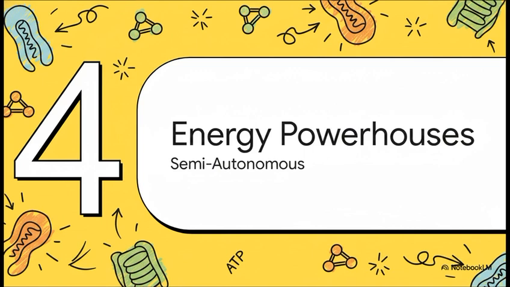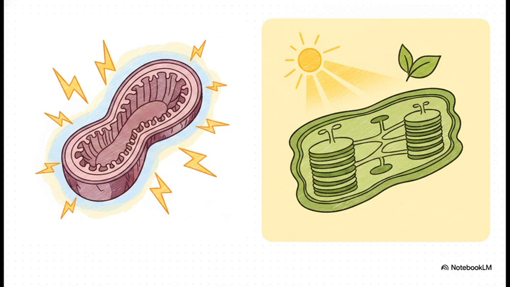Speaking of those independent guys, Section 4, Semi-Autonomous Energy Powerhouses. So we have these two main metabolic marvels operating completely outside of that endomembrane system, mitochondria and chloroplasts. Mitochondria are these double membrane structures responsible for aerobic respiration. They are the true powerhouses, just churning out energy in the form of ATP for both plant and animal cells.